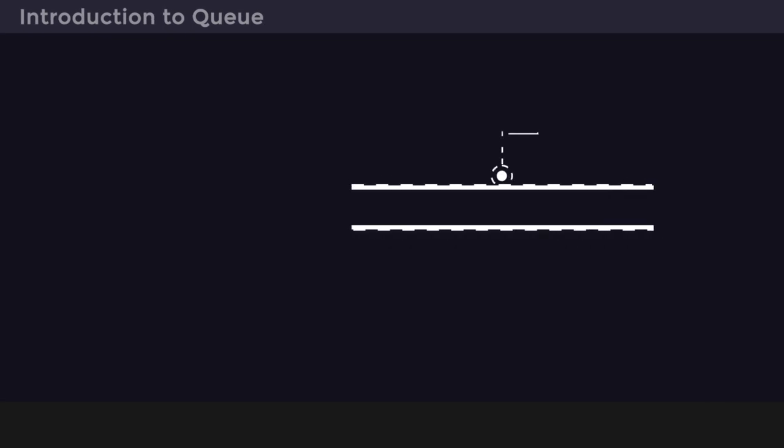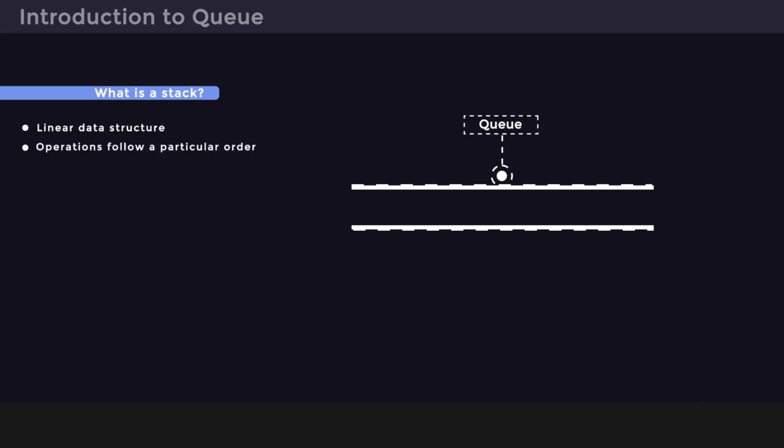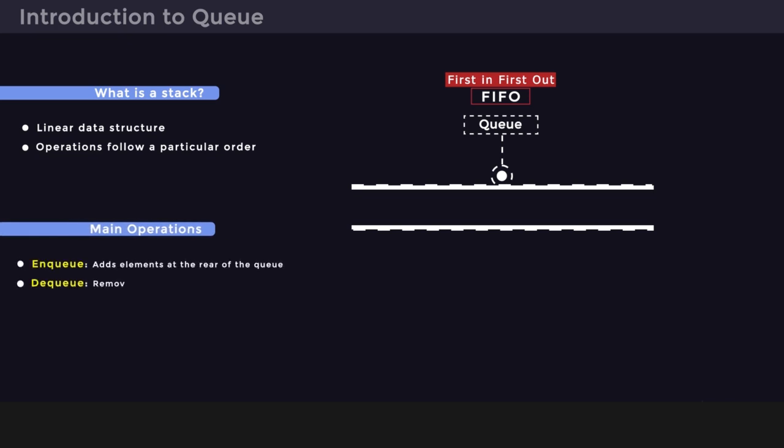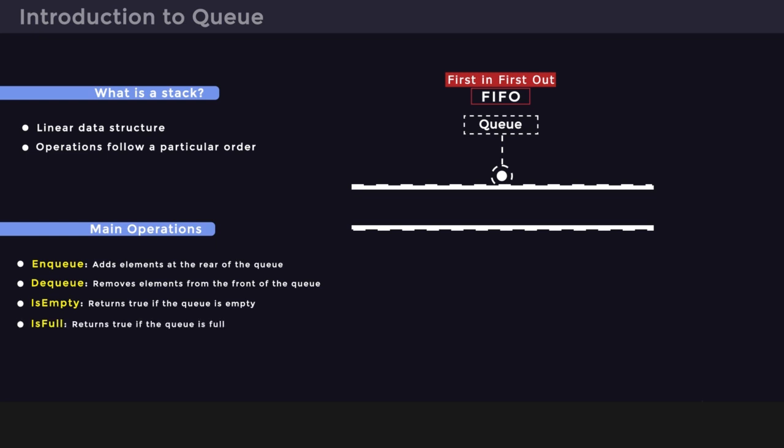Today we will discuss queue, a linear data structure in which operations follow a specific order. First in, first out is the specific order that is the main structure of the queue. There are mainly 6 operations to perform different actions on the queue. Initially we have 2 pointers, and we will discuss them later in this video.